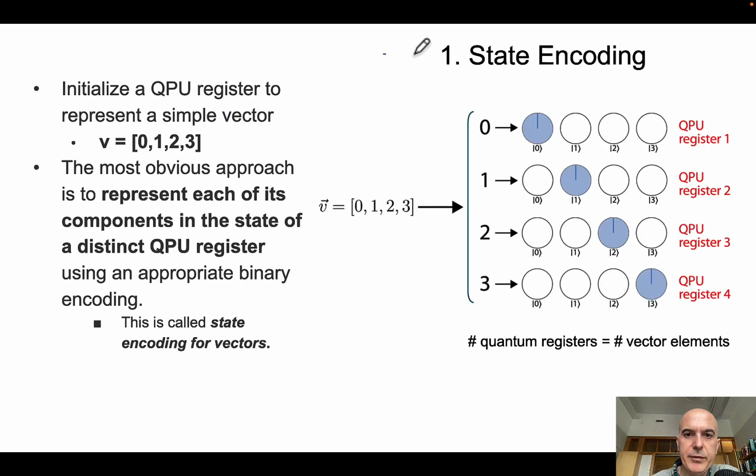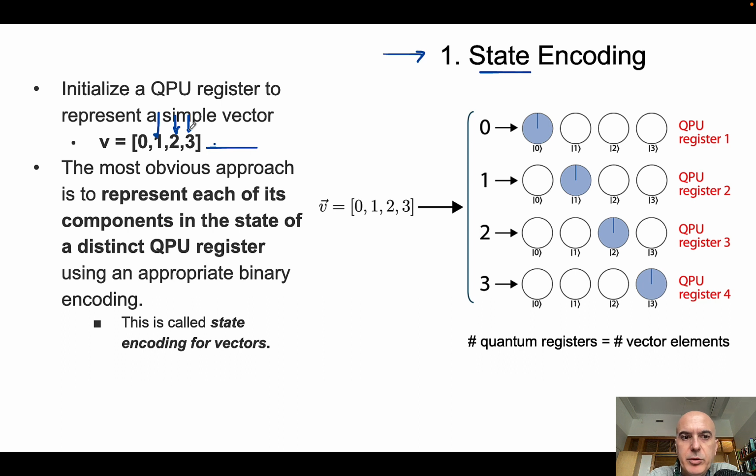So let's start with the first way to encode our vector values in the quantum states. And the first technique is called state encoding. As an example, we want to encode the vector v with 4 components. The first value is 0, the second element is 1, the third element is 2, and the fourth element is 3. So state encoding is probably the most obvious approach to represent each of these elements of the vector.